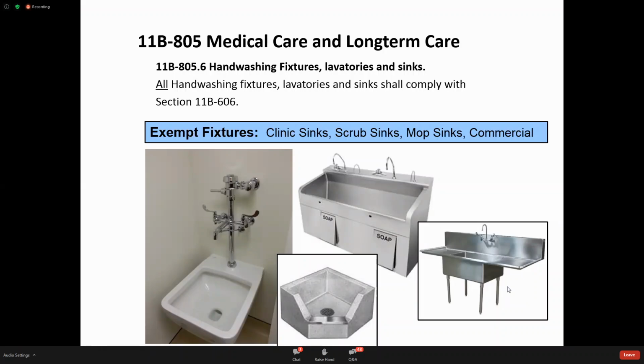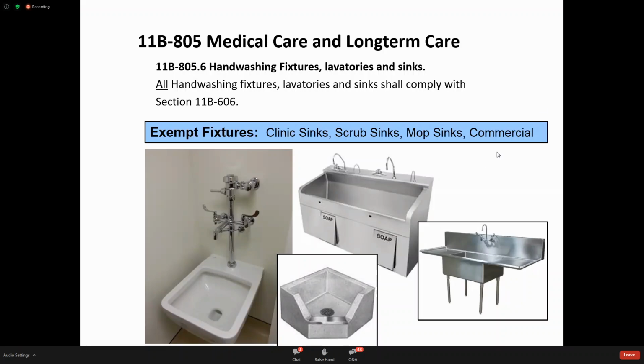Yeah, so this type of kitchen sink is exempt, and the reason is that it's designed for deep cleaning of pots. There's no way that you could do that and make it accessible. You won't have the knee space. You'll never be able to get the knee space.